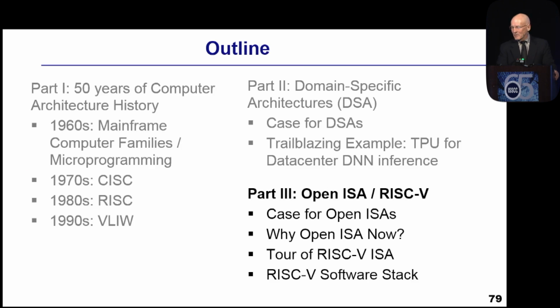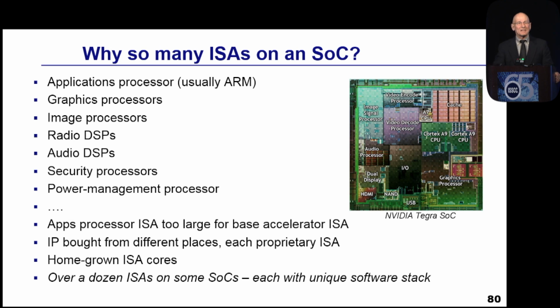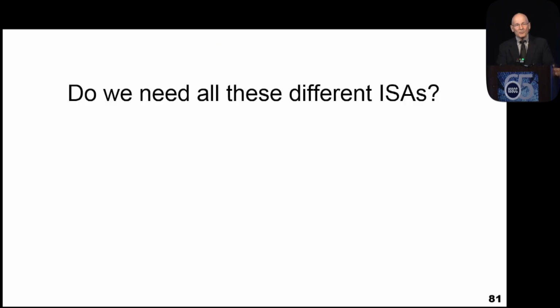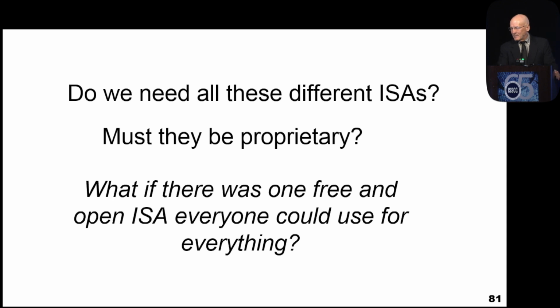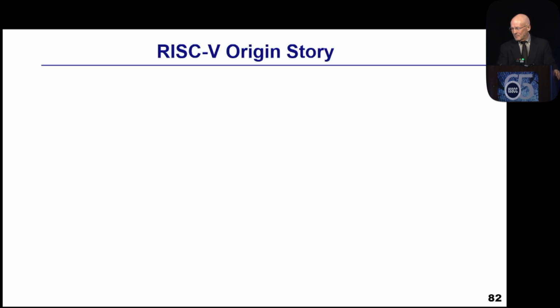Part 3, open instruction set architectures. We've already said RISC is the conventional wisdom of the best instruction set, but how many instruction sets are there on an SoC? About a dozen. Amazingly, there's a dozen different instruction sets for the reasons you see on this slide, with separate software stacks. Do we need that? Why do they all have different instruction sets? And they're proprietary. Our colleagues in software have open source operating systems, open source databases. Why don't we have open instruction sets? Could you do that? And that's what I'm going to talk about now.